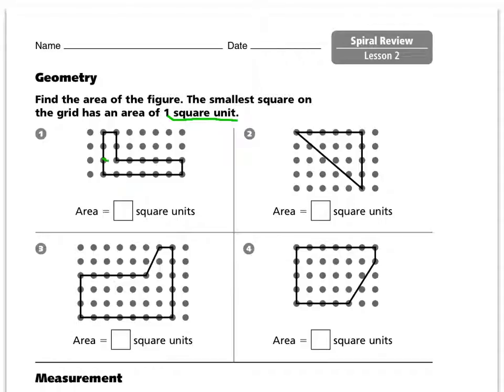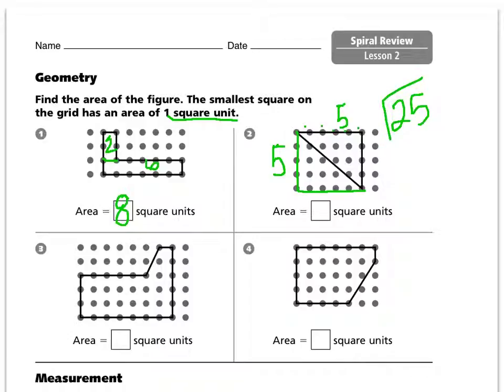So for the first one, I'm going to cut it up, and I have a 2 by 6, and I know that 2 plus 6 is 8. For the triangle, I'm actually going to make it a full square, and I have a 1, 2, 3, 4, 5 by 5, and I know that 5 by 5 is 25, but the triangle is just half of that.